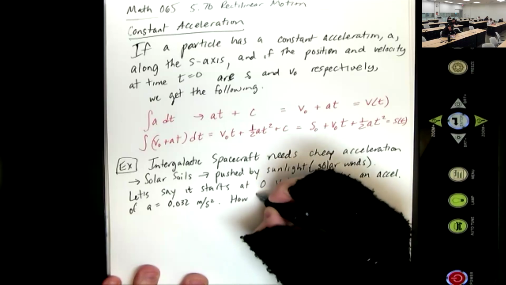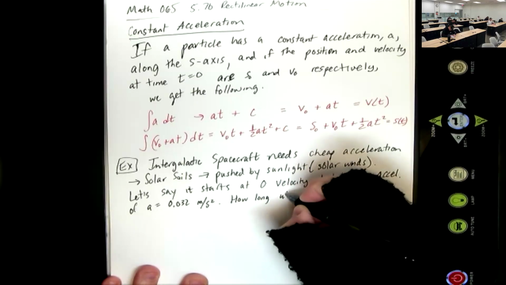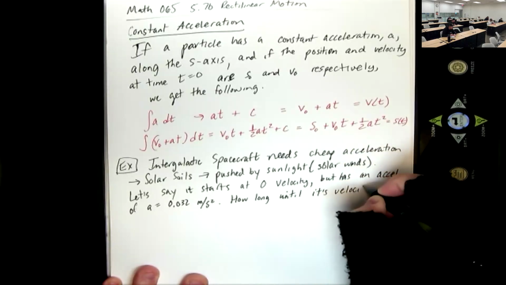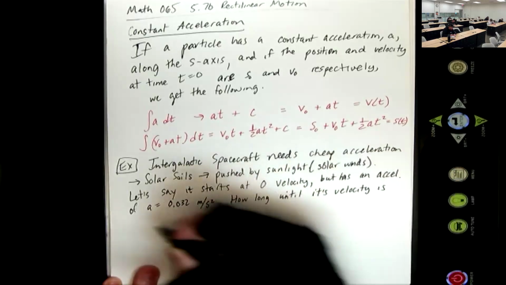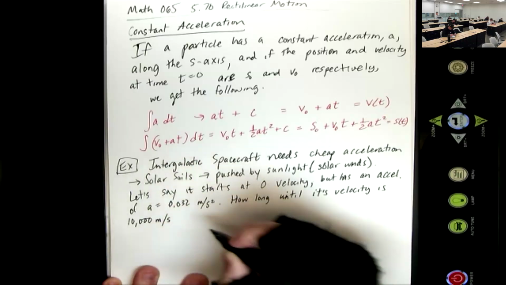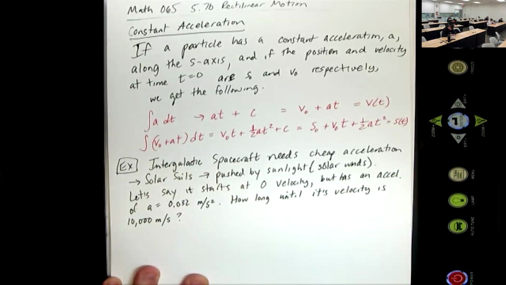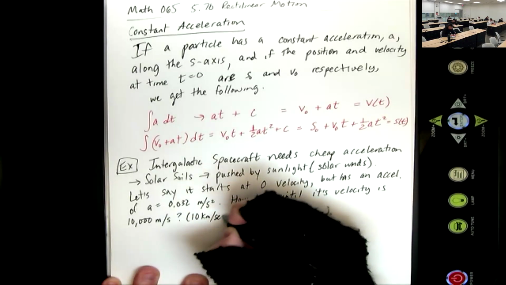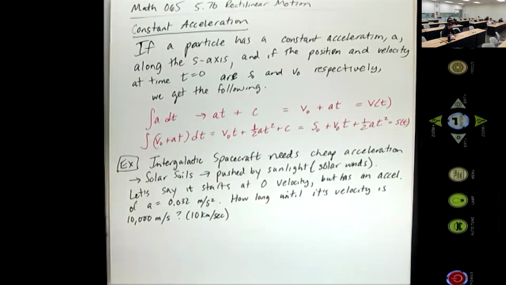How long until its velocity is 10,000 meters per second? Or 10 kilometers a second? That's super fast. Is that, the first one, is that meters over second squared? Yes, meters per second, over second squared. The square is only on the second, not the meter.